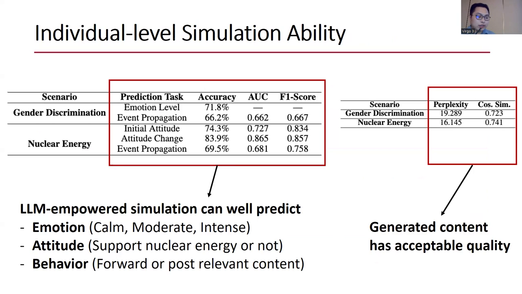Okay, first we do some individual level simulation evaluation. As I mentioned in my first talk about the evaluation of simulation, the first is individual level simulation evaluation. We want to ensure that each individual can well reproduce the user behavior. We show the performance and find that the LLM agent can well predict the user's emotion, attitude, and behavior. The emotion includes calm, moderate, intense, attitude includes support or not, and behavior includes forward behavior and post behavior. Also, we tested the quality of the content generated by the individual agents.